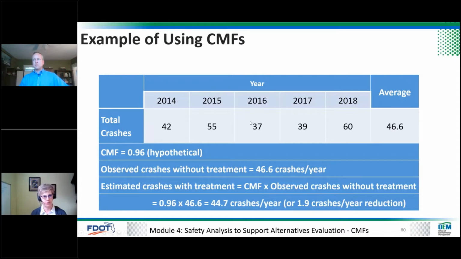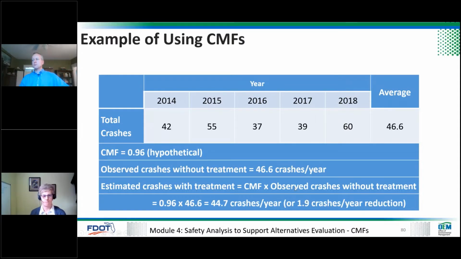And real simply, this is what it looks like to use one. We have 5 years of crash data for some situation somewhere, a lot of crashes. We have an average of 46.6 crashes per year. This CMF, whatever it might be, has a value of 0.96. And so we just take our CMF times our observed crashes without the treatment, this 46.6. So it's 0.96 times 46.6. We get 44.7 crashes per year afterwards, or 1.9 crashes per year reduction.